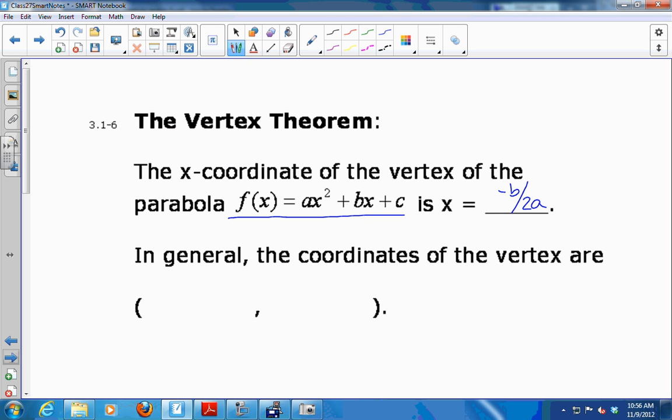Does that seem familiar at all, negative b over 2a? It's part of the quadratic formula, and that's exactly where it comes from. I'm not going to do the whole derivation because you're never going to have to do the whole derivation, but know that it does come from somewhere. It's not just like a magical made-up number. So if I know the x-coordinate of the vertex is at negative b over 2a, how could I get the y-coordinate of the vertex?